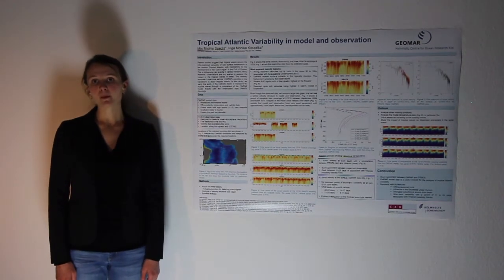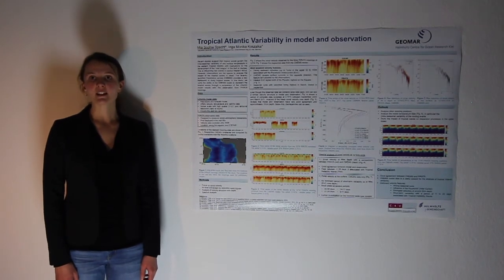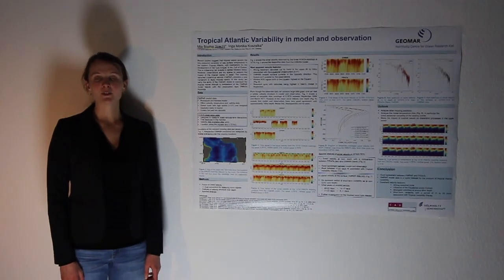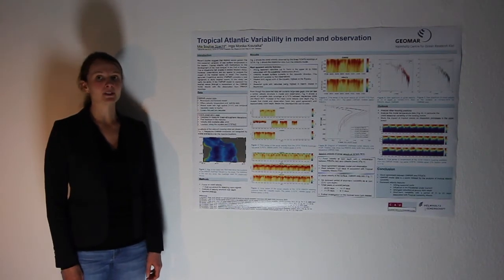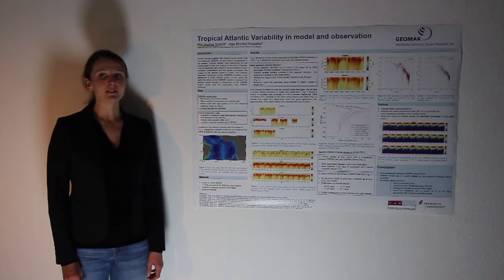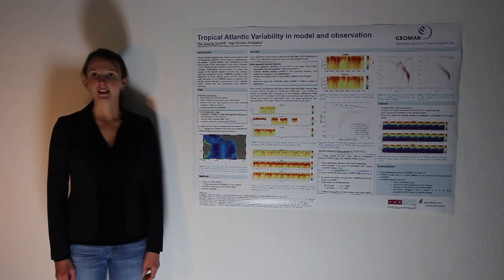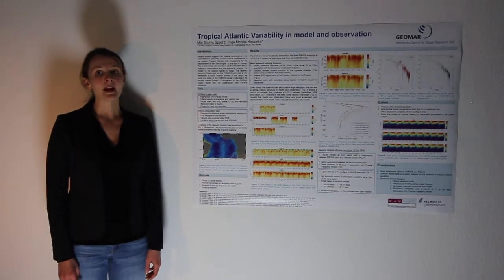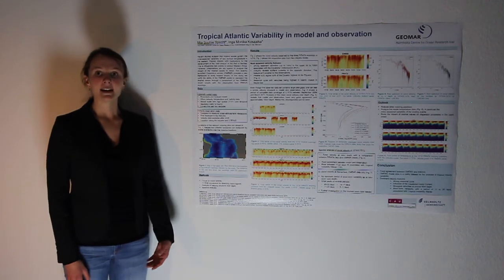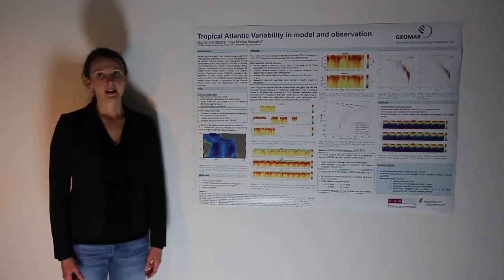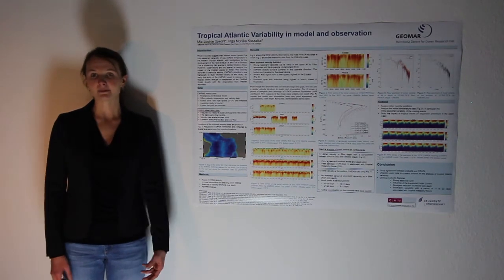I'm going to talk about tropical Atlantic variability in model and observation. Recent studies suggest that the intra-seasonal variability of sea surface temperature in the eastern tropical Atlantic is governed by tropical waves. These sea surface temperature variabilities have an impact on the development of the cold tongue in the Gulf of Guinea. This in turn has an impact on weather events in central Western Africa, like for example rainfall, and is therefore socially important. However, observations are too sparse to analyze tropical waves in detail.